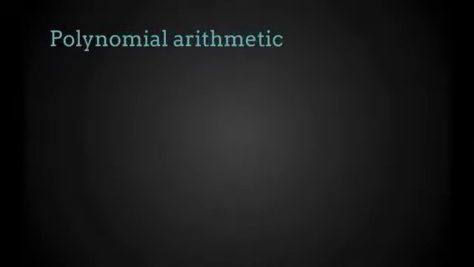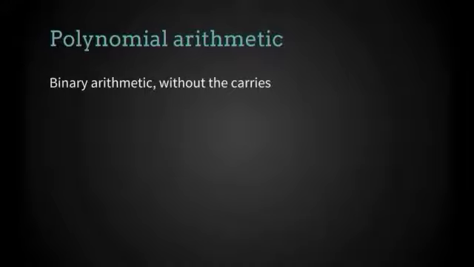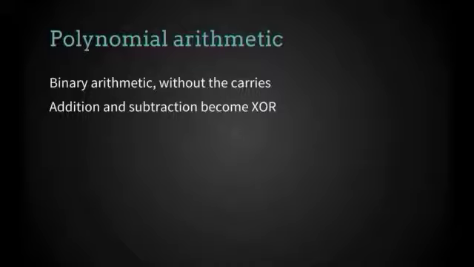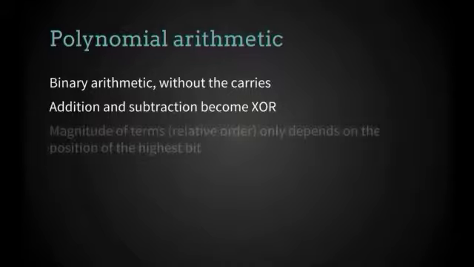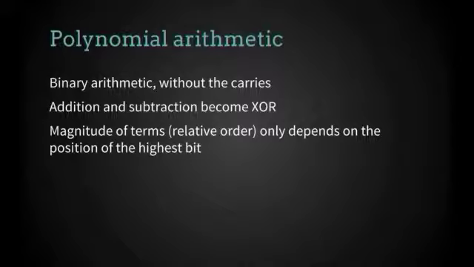And another notion that's a little different than what you might expect is arithmetic when it comes to polynomials. It's really just binary arithmetic with no carries, which in terms of addition and subtraction does something really interesting. It turns them into the exclusive OR operation, and they're both equivalent. Addition and subtraction do exactly the same thing in this math called polynomial arithmetic. And because of that, it really kind of destroys the notion of order, or the magnitude of a term.